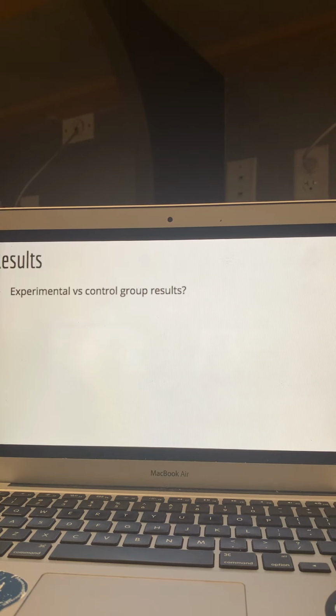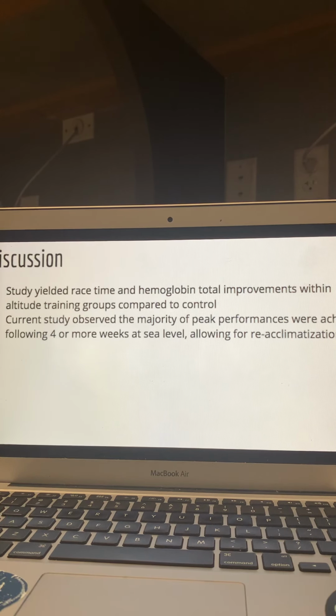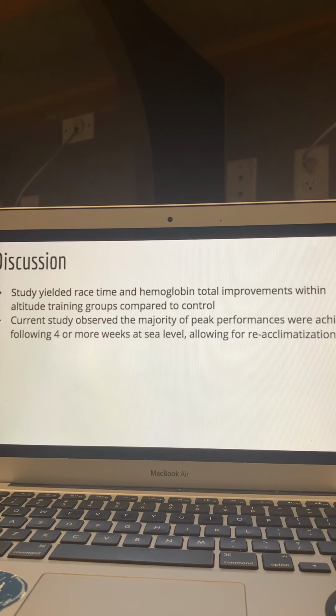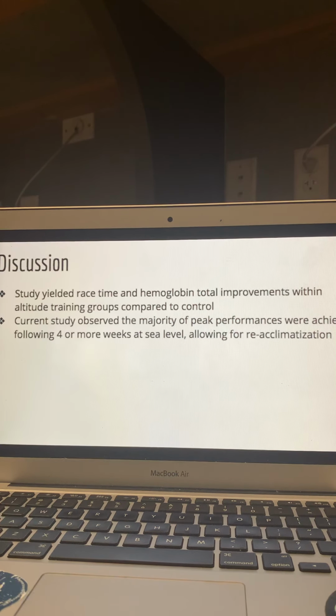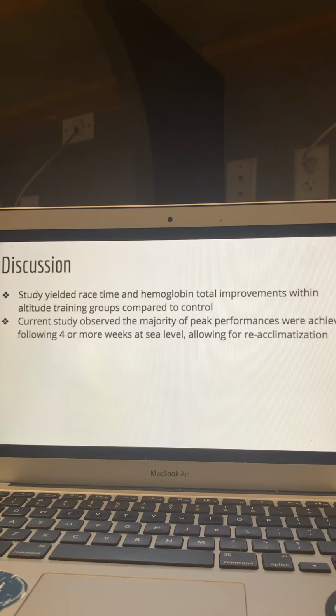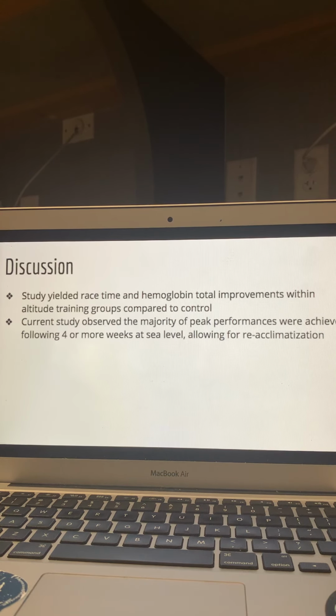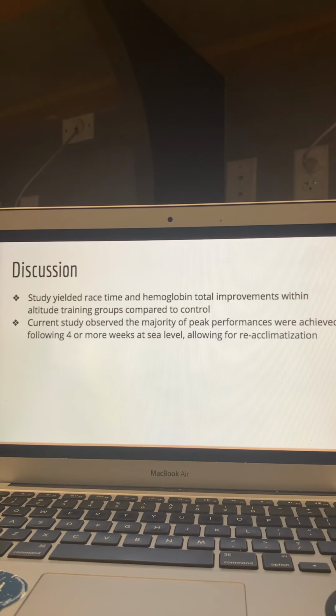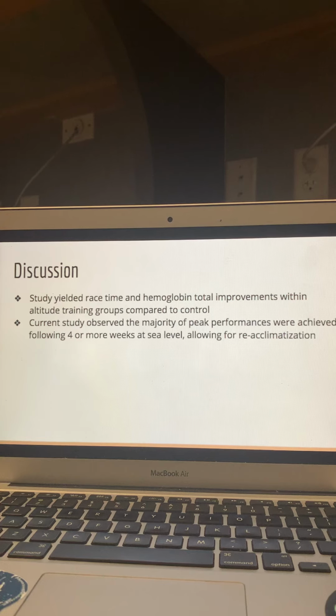And also, based off of the total hemoglobin recorded after the intervention, within the 1600 1800 group there was an increase, but no recorded increase within the control group. So overall, the study yielded race time and hemoglobin total improvements within altitude training groups compared to control, and the current study observed the majority of peak performances were achieved following 4 or more weeks at sea level, allowing for reacclimatization.